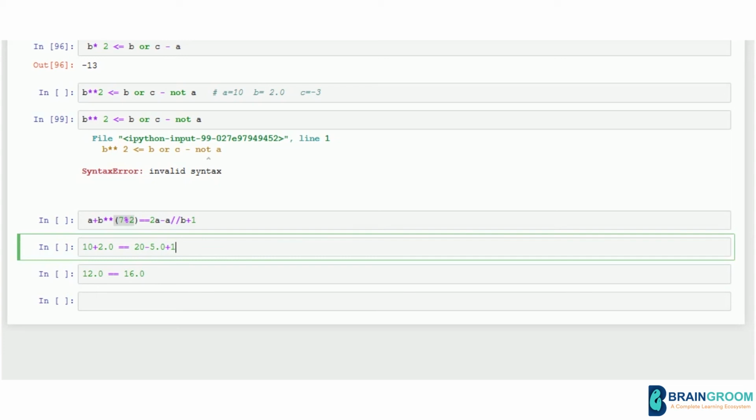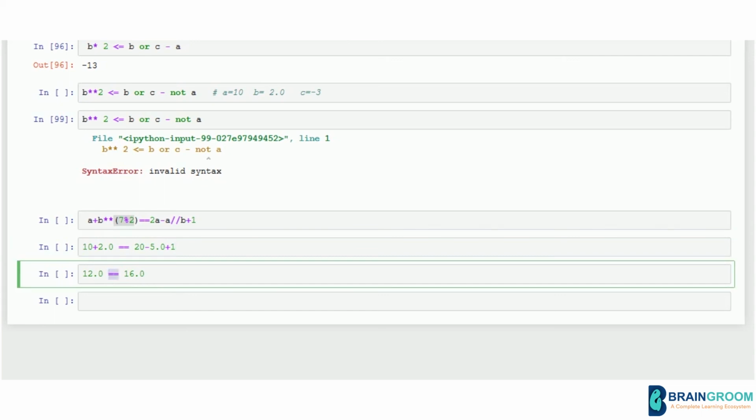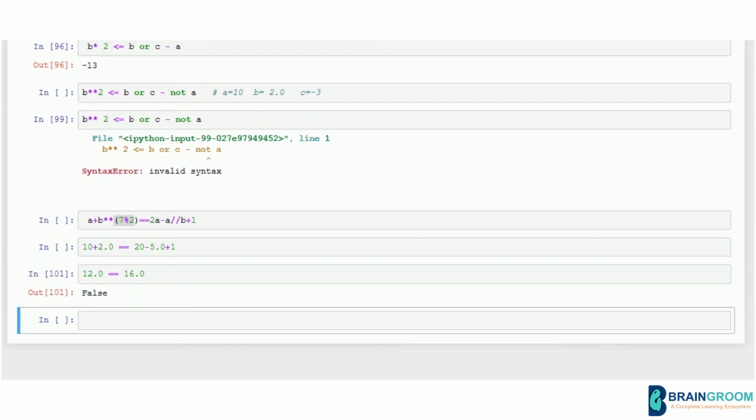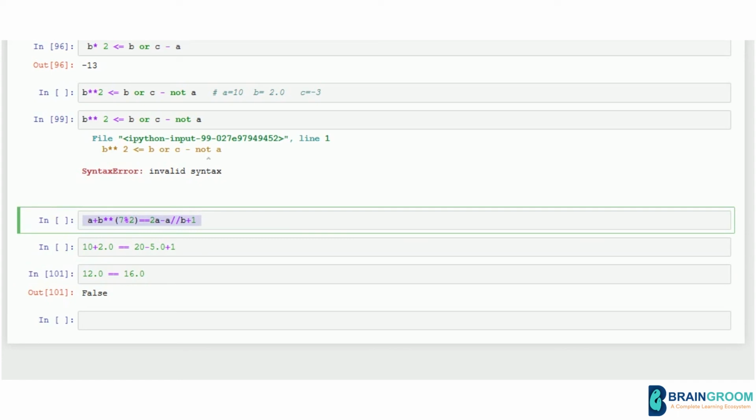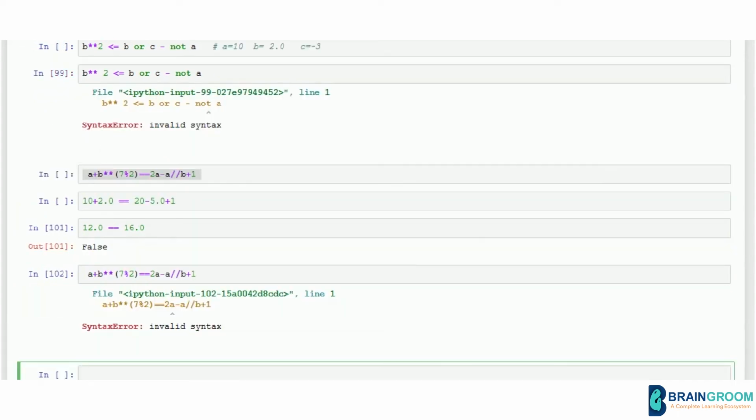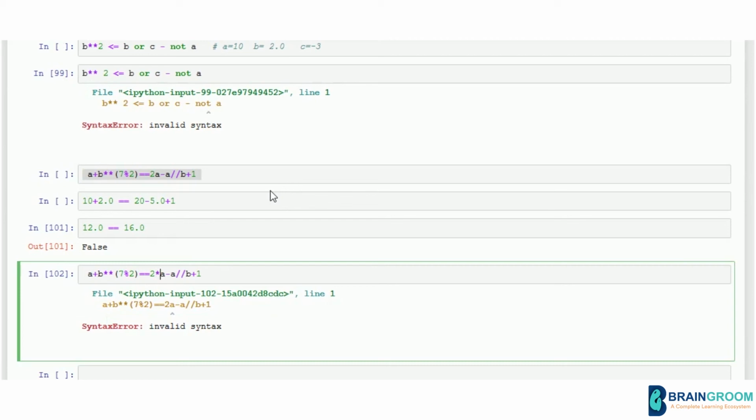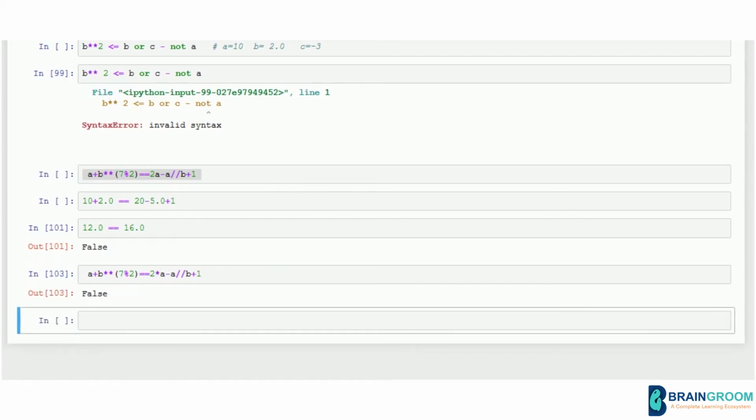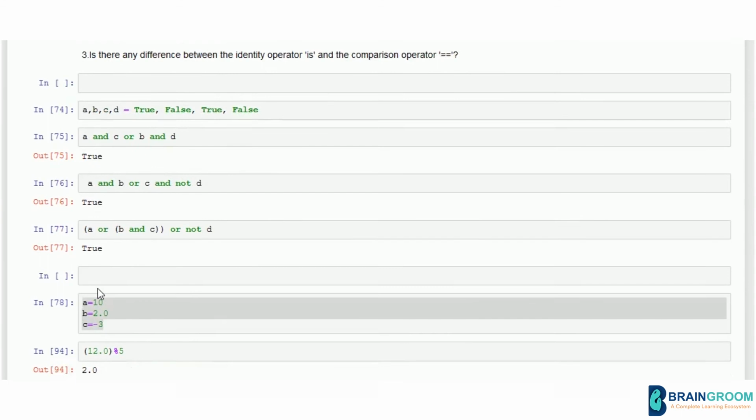Now check 12.0 equal to 16.0. What the comparison operator does is check whether the left hand side is equal to the right hand side. If they are equal, it returns true. If they are not equal, it returns false, right? So what is the answer for this? It is going to be false. So the value of this entire expression, my mistake, this is supposed to be 2 into a, right? So your answer is false.